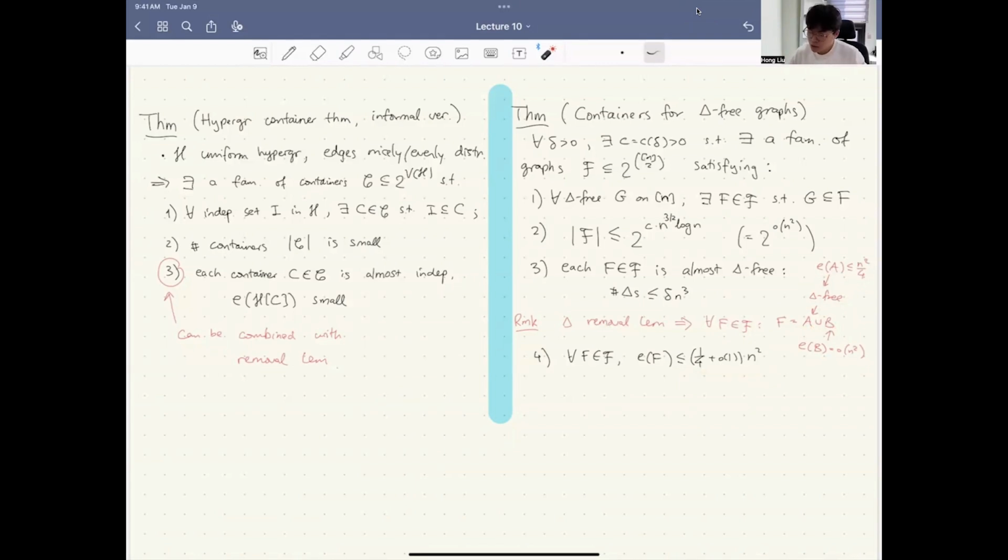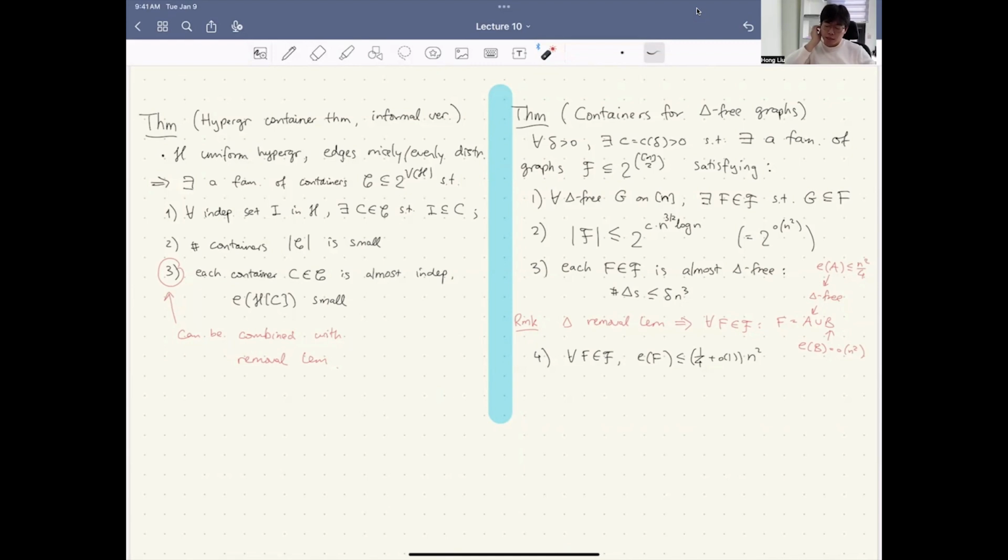Now, we use this to prove the Erdős-Kleitman-Rothschild theorem, that the number of triangle-free graphs is basically 2 to the extremal number for triangles. That's the application, a simple application.